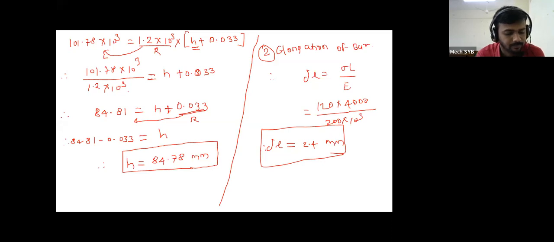Okay, so the problems are very simple. If you read the statement carefully and understand the type, whether it is gradually, suddenly, or impact, immediately we can use the respective formula and go for the final solution. The only common things in the calculation are that either we have to calculate the sigma, or the strain energy, or the elongation. Only these three values we have to calculate again and again in each and every condition.